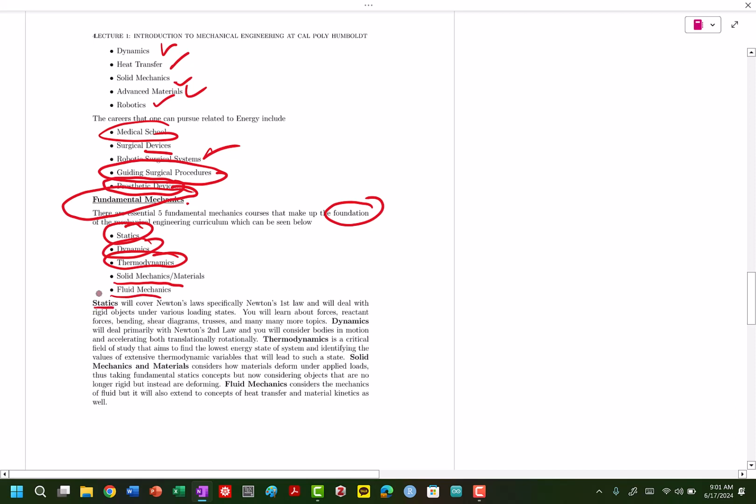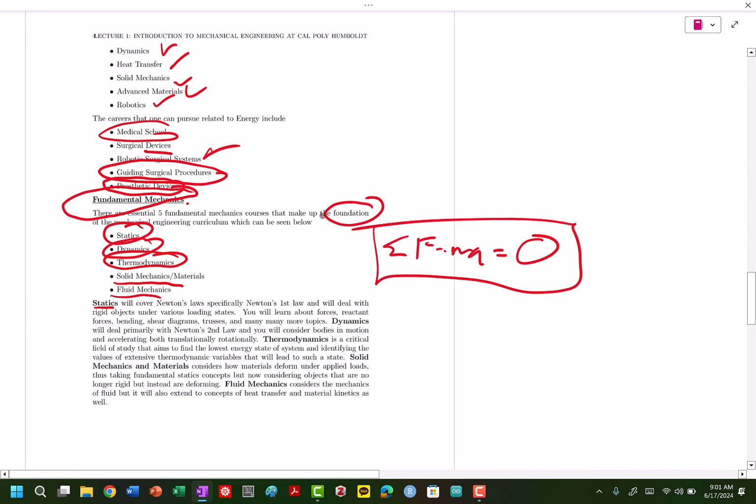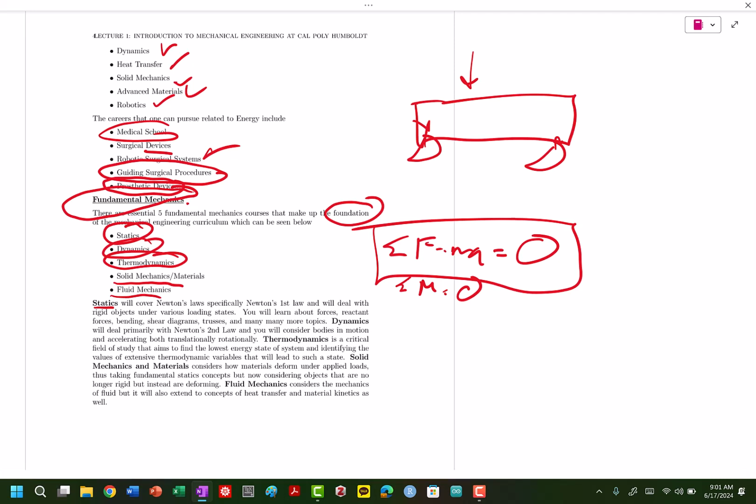Statics, which we're going to cover a little bit in this class, looks at Newton's law, specifically the sum of the forces equals ma equals 0. So we're looking at materials in static equilibrium, meaning the sum of the forces equals 0 and the sum of the moments is also equal to 0. How do we deal with objects like a beam, when a load is applied, what are the reaction forces? What are the reaction moments? How does this perfectly rigid material, which means we're not assuming any deformation of the material, behave?